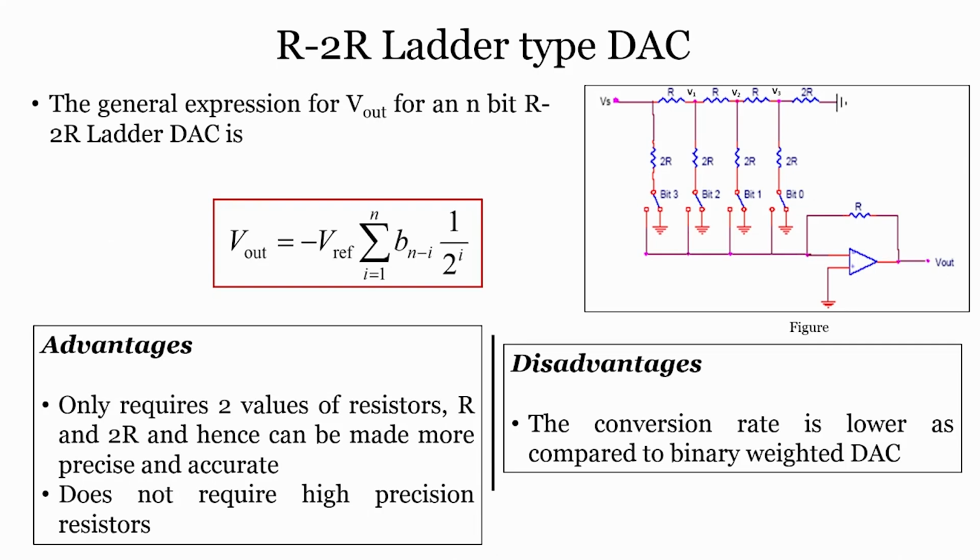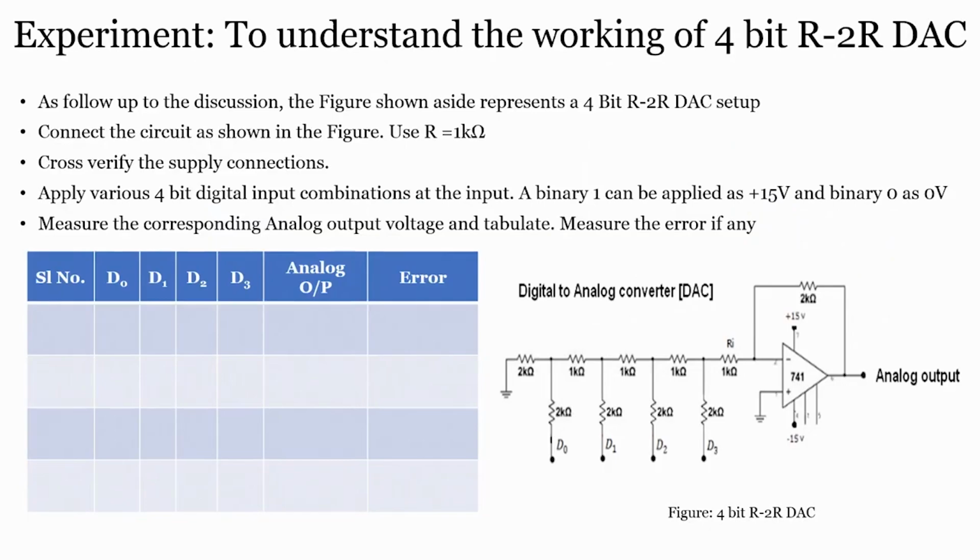The advantage of this particular R-2R ladder is that it only requires two values of resistor, as you can see, either R or 2R. So, we require only two values of resistor, one is R and the second is 2 times the original value of R, and hence it can be made more precise and accurate, and does not require high precision resistors. The disadvantage here is the conversion rate is lower as compared to the binary weighted digital to analog converter.